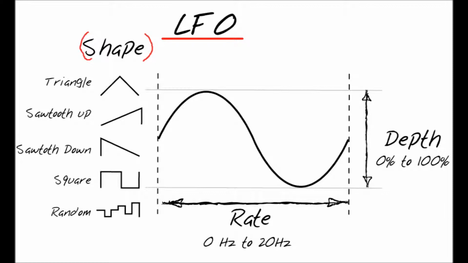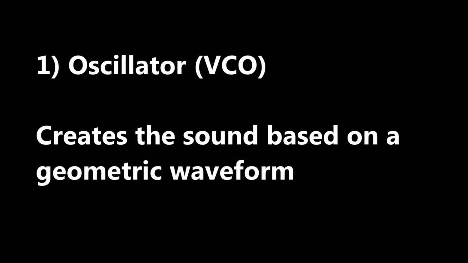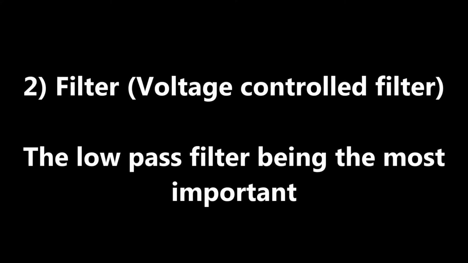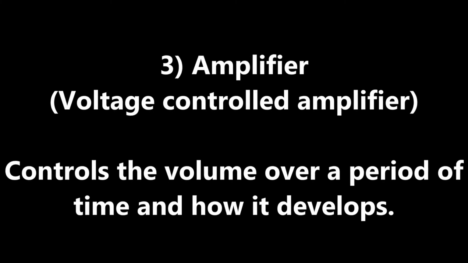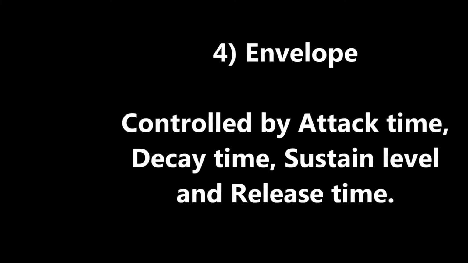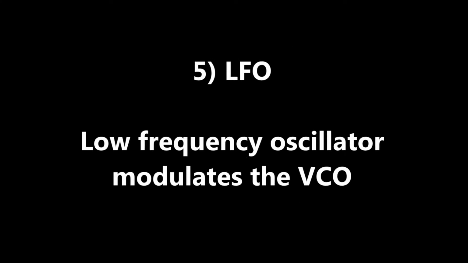So to recap on our lesson today, we looked at the 5 most important synthesis modules. Number 1, oscillator, the VCO, which creates the sound based on a geometric waveform. Number 2, filter, the VCF, the low-pass filter being the most important. Number 3, amplifier, VCA, controls the volume over a period of time and how it develops. The envelope creates a shape that is followed every time a key is pressed and controlled by attack time, decay time, sustain level and release time. And the LFO, the low-frequency oscillator, which modulates the VCO, for example, to control pitch of the VCO to create a vibrato effect.